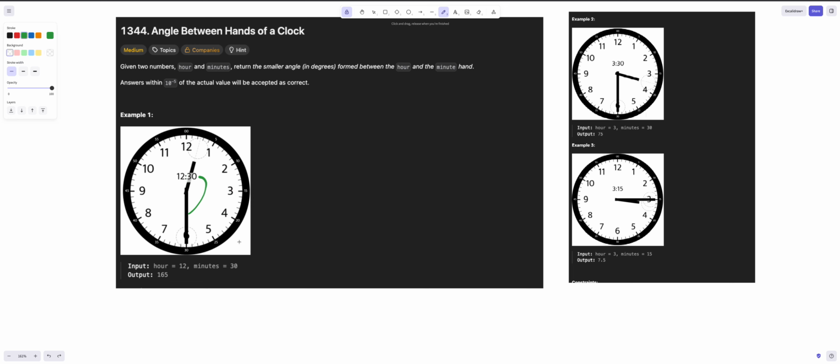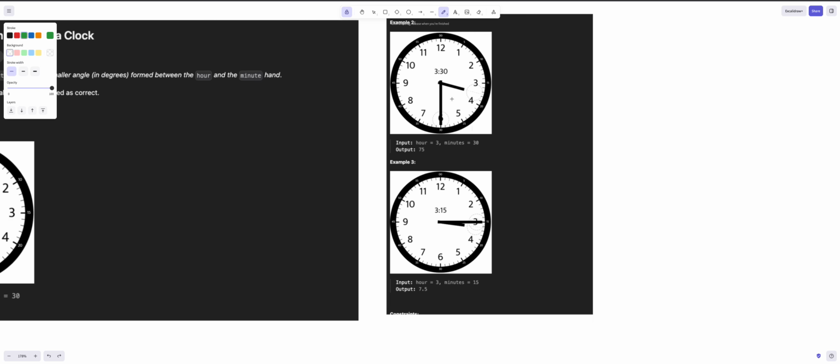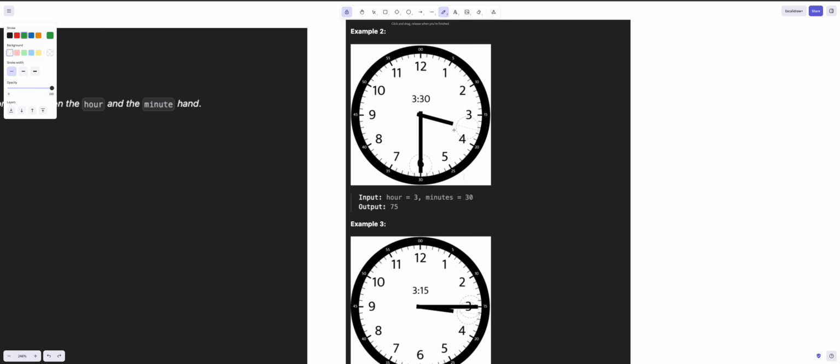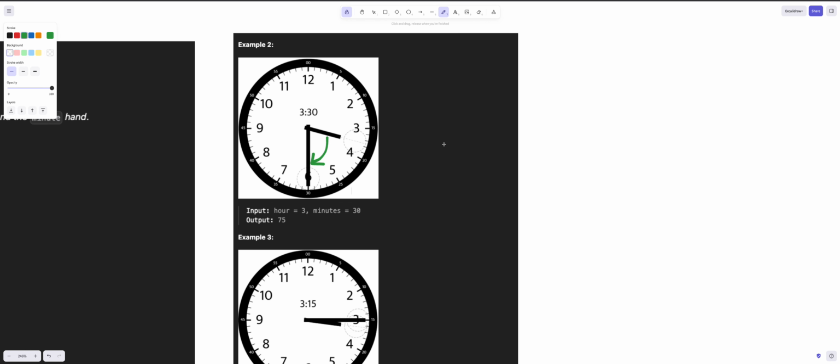So that is 165, how they get it. We need to keep in mind that if we move the minute hand, the hour hand will also slightly move based on where the minute hand is. And okay, let's check example 2. The hour hand is at 3 and the minutes is 30, that means 330. So we have to check the degree of this. Let's do the same basic mathematics.